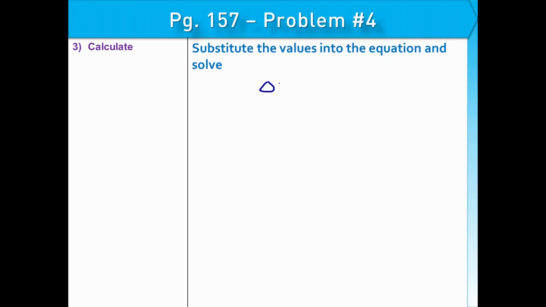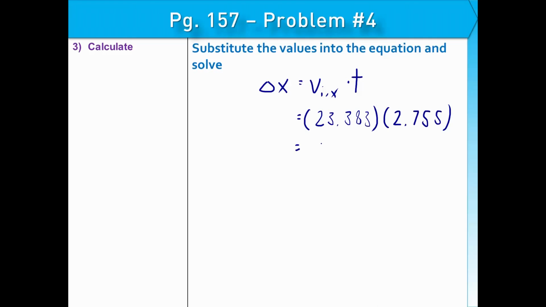So using my equation, the total displacement is equal to initial velocity in x direction times time. I'll go ahead and plug in my velocity in the x direction, which is going to be 23.383, times it by time, which is 2.755. Multiply those two numbers, I'm going to get 64.420. And because I'm dealing with total displacement, the unit is going to be meters. So my answer should be 64.420 meters.